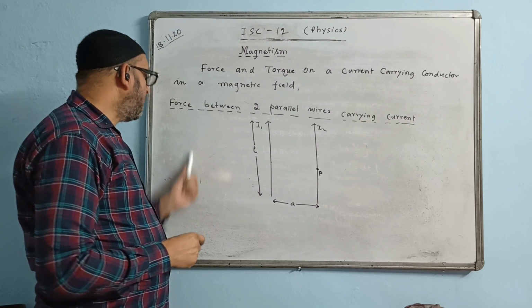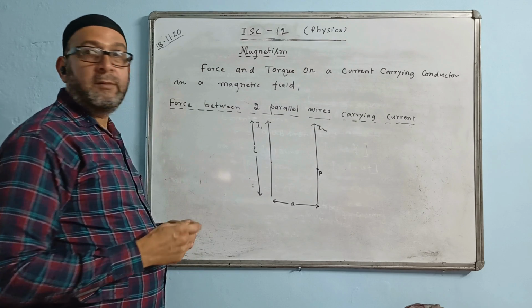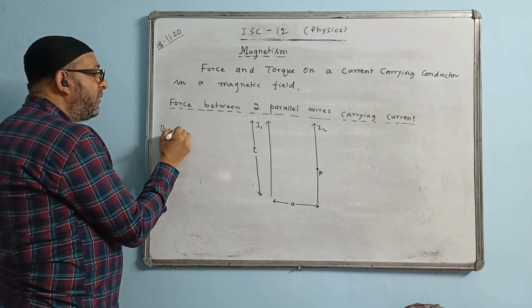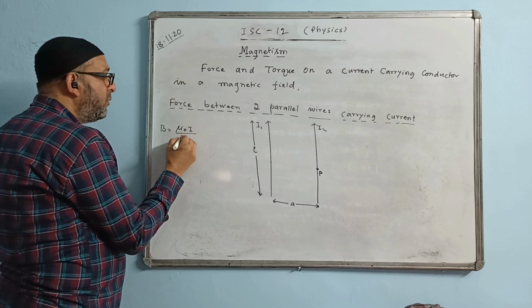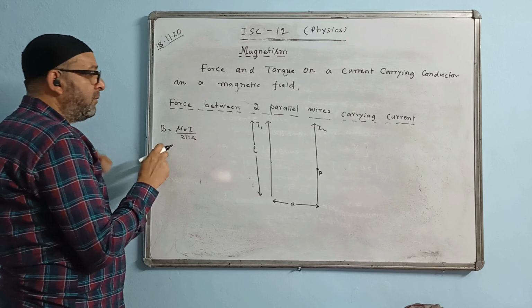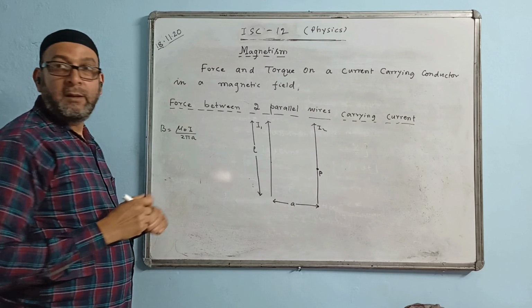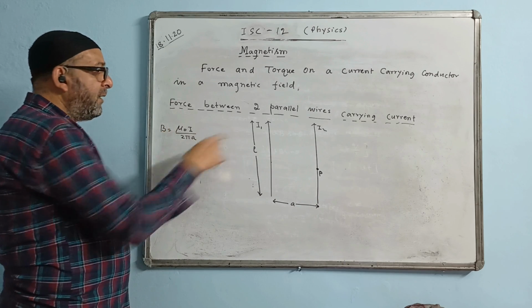Last time we did a problem on a straight conductor carrying current. What is the formula of the magnetic field, if you know? The formula of magnetic field was, if you remember, mu naught I by 2 pi, times the distance between the point and the wire. The distance I have taken as A. This is the value of B.